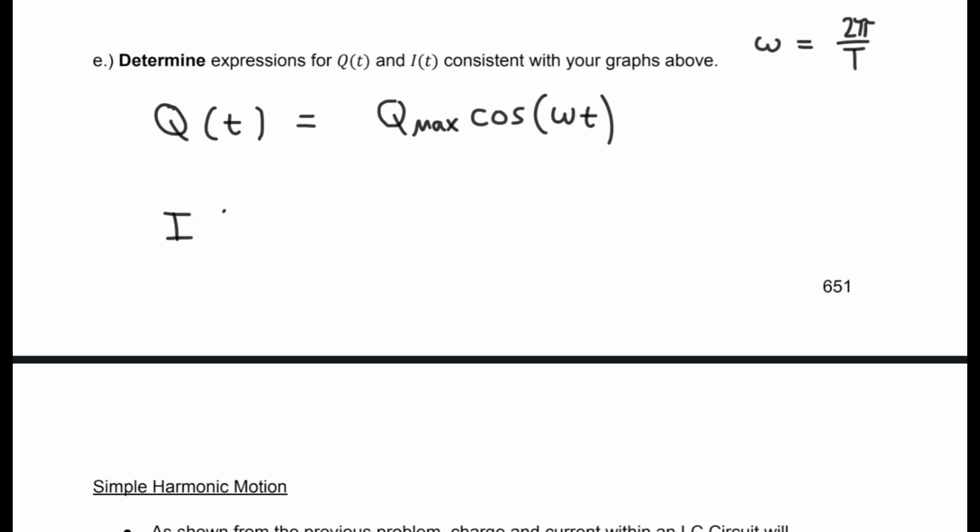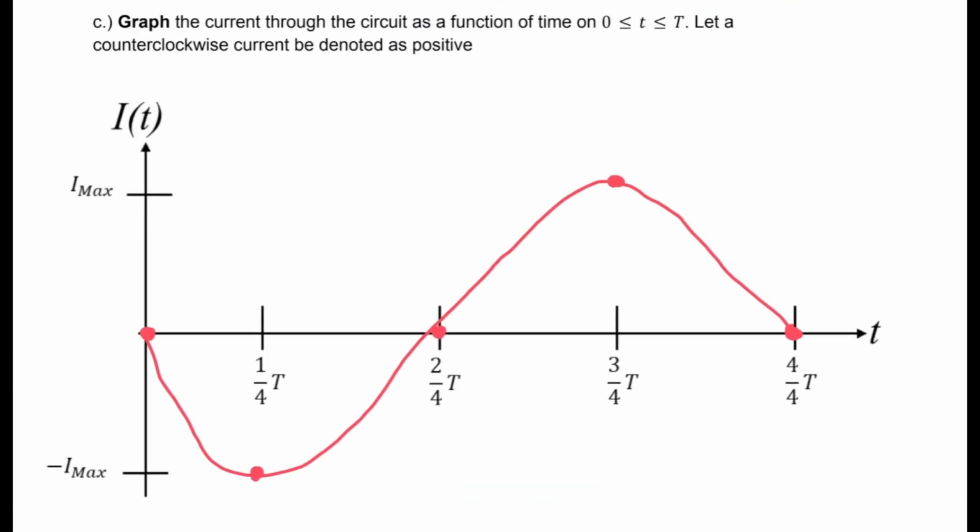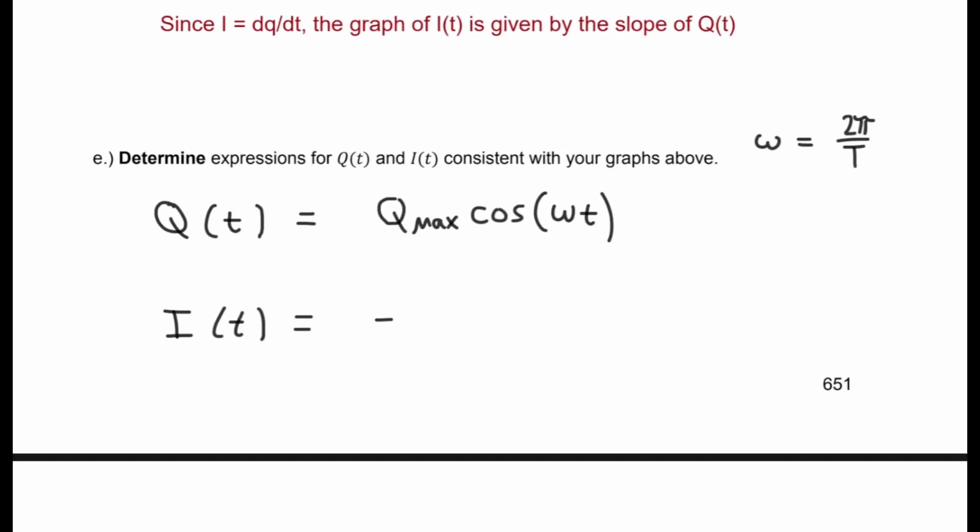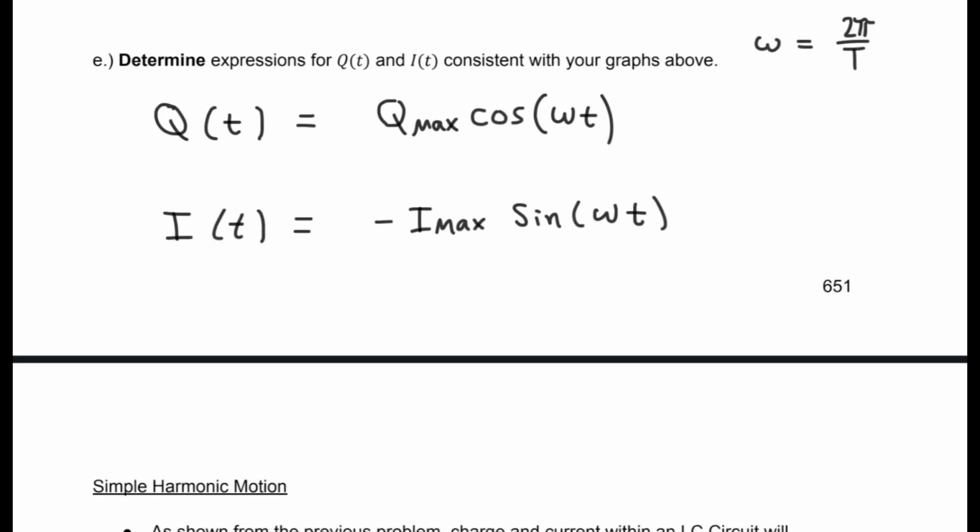And then for I of t, well, let's look at I of t. So it starts at 0, so it's a sine curve, but also it initially goes down, so it would look like a negative constant I max times sine of omega t. And notice these are related exactly by a derivative. So actually, if we wanted to use this derivative relationship, you could see that I max is actually equal to Q max times omega by the chain rule. Because the derivative of cosine is negative sine, and then we'd have to multiply by the derivative of omega t, which is omega.